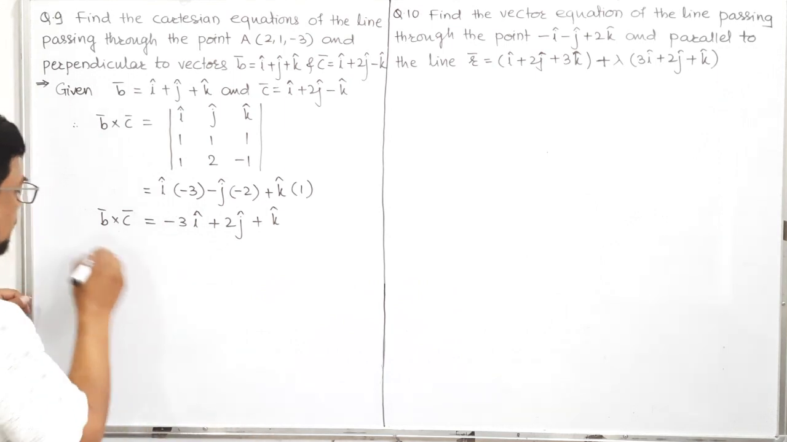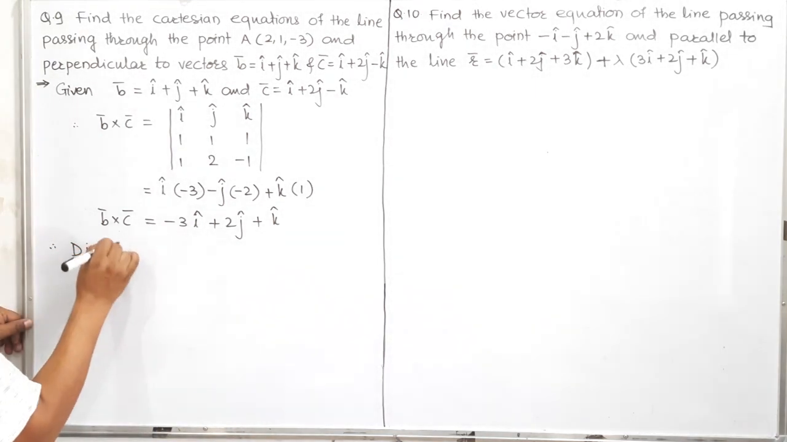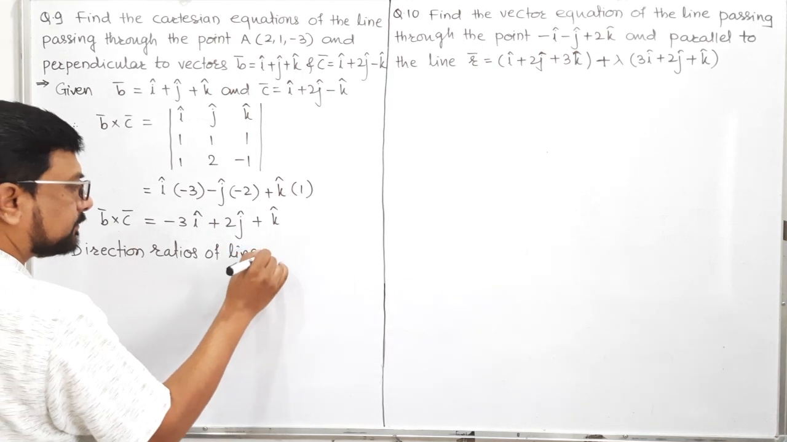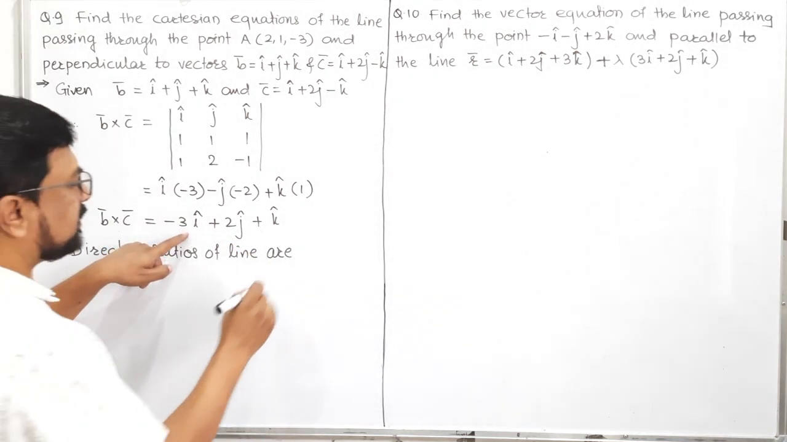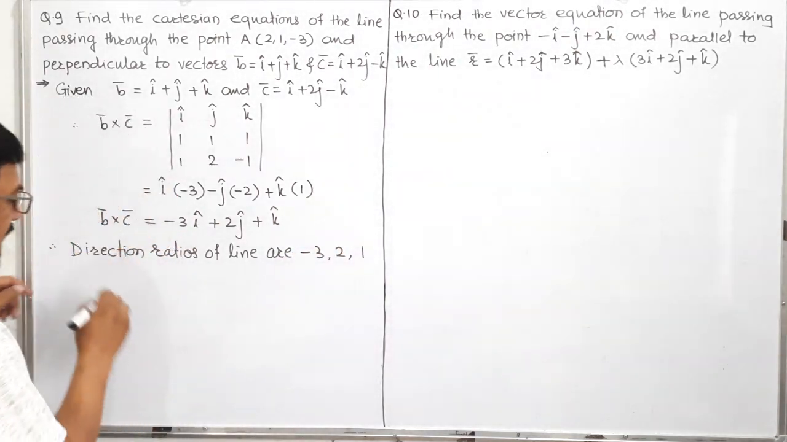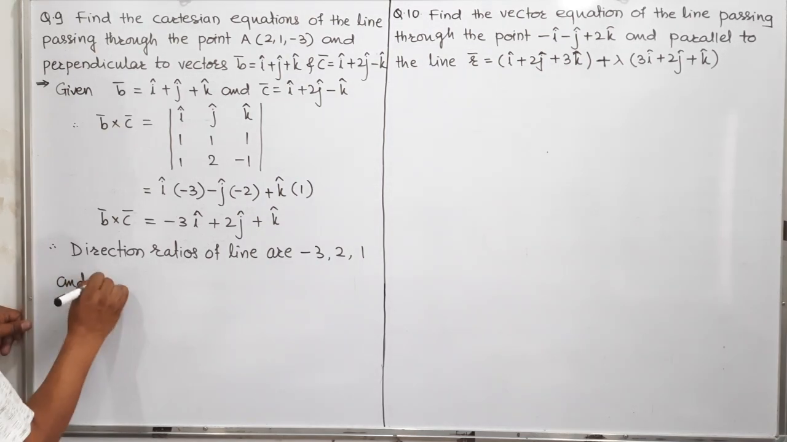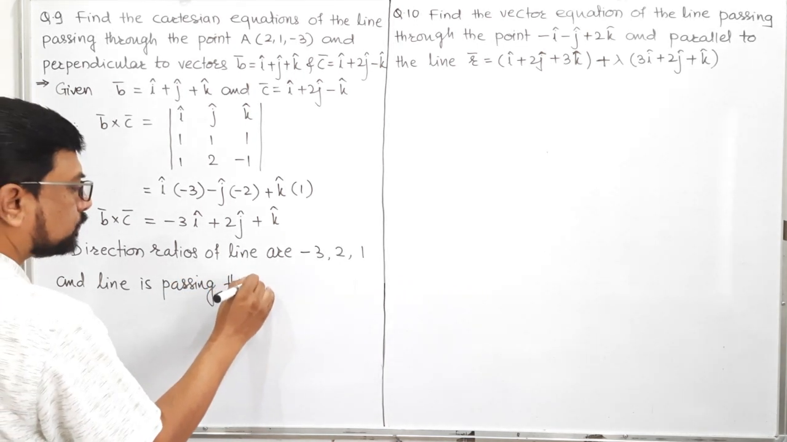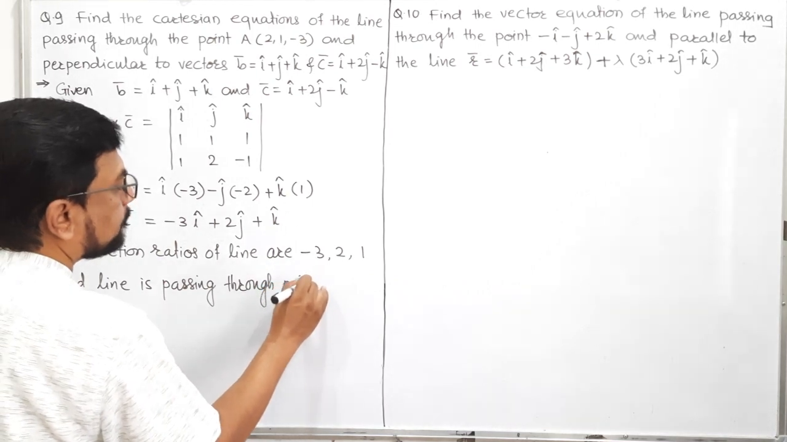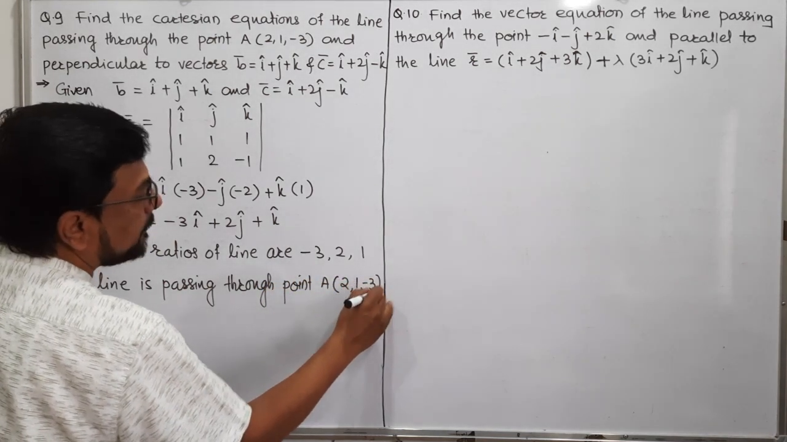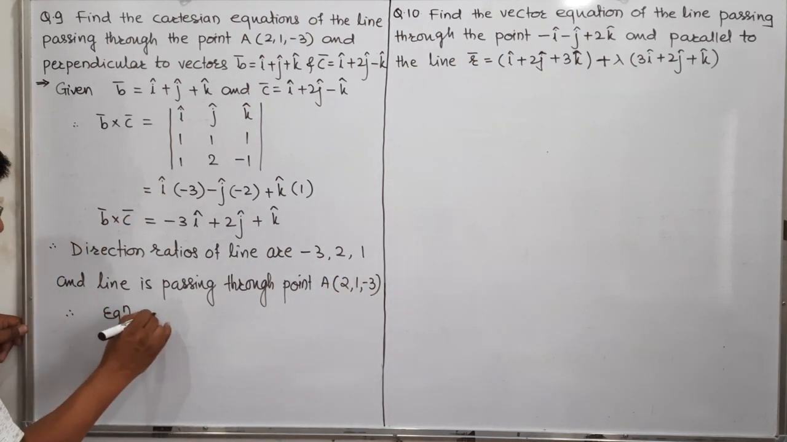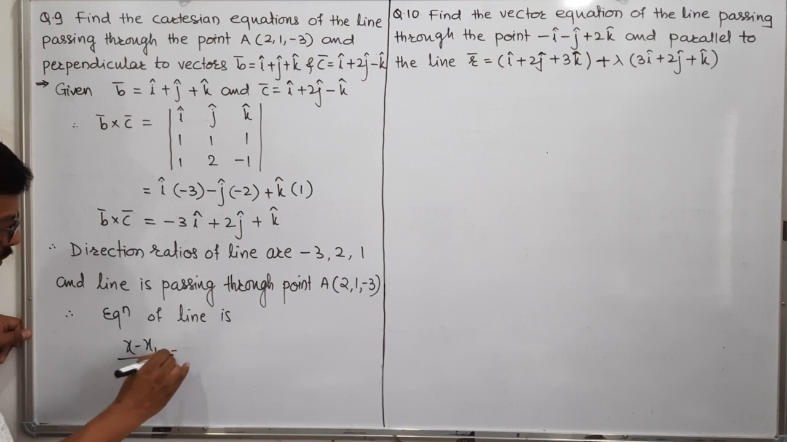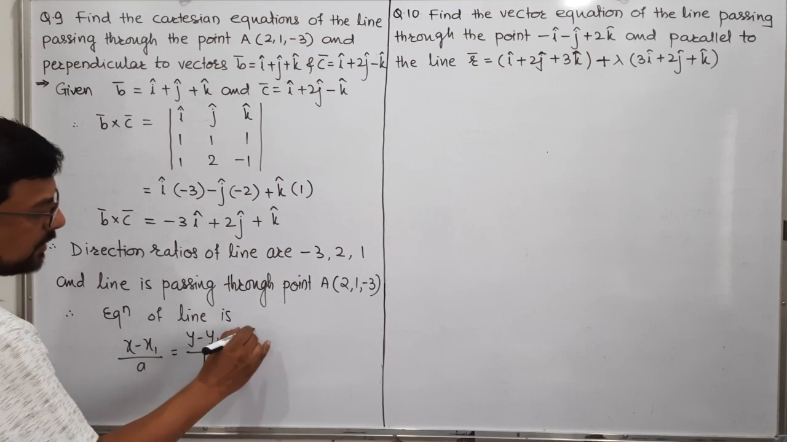It means we can say that the direction ratios of the line are the components of this b vector cross c vector, that is minus 3, 2 and 1, and the line is passing through the point A with coordinates 2, 1, minus 3. Therefore, the Cartesian equation of the line is x minus x1 upon a is equal to y minus y1 upon b is equal to z minus z1 upon c.